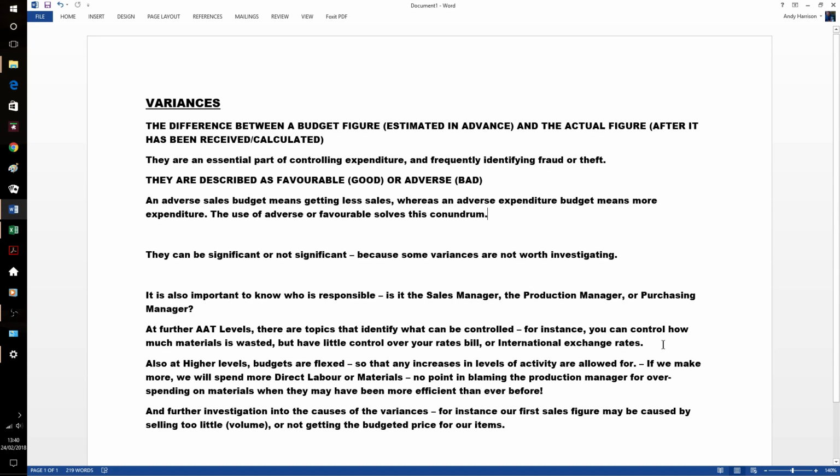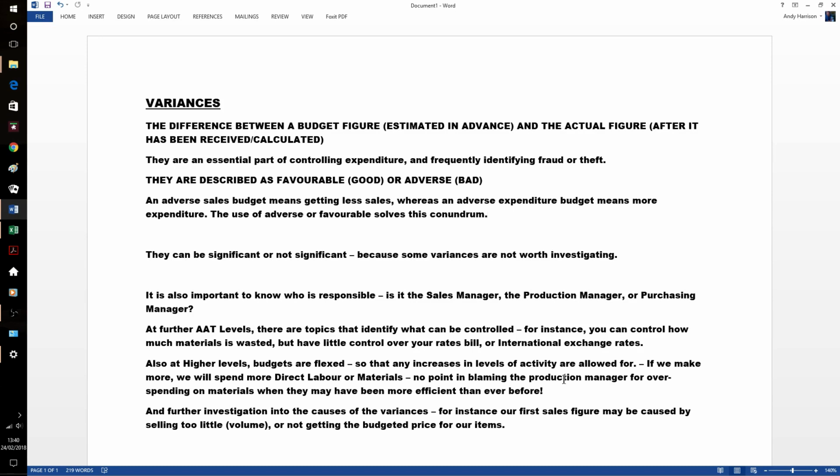Also at higher levels, starting at level 3, we'll flex budgets. That means that we adjust them for levels of activity. If we make more units or spend more hours working somewhere, we'll spend more on direct labour or materials. No point blaming the production manager for overspending on materials. We may have spent more, but we may have also been more efficient. That would be hidden in the figures. Flexing it solves that problem. And also a bit more investigation into the causes of variances. So we've got the reasonings here actually, just as a little bit of extra really.